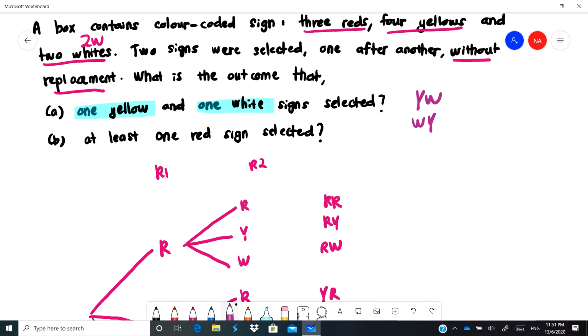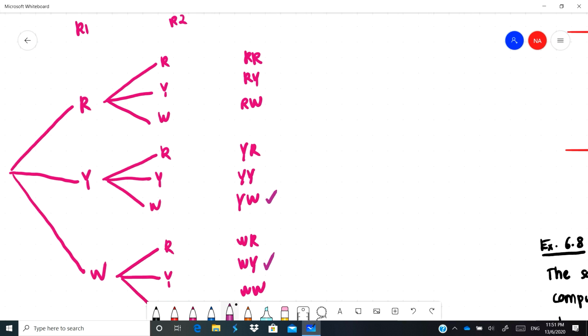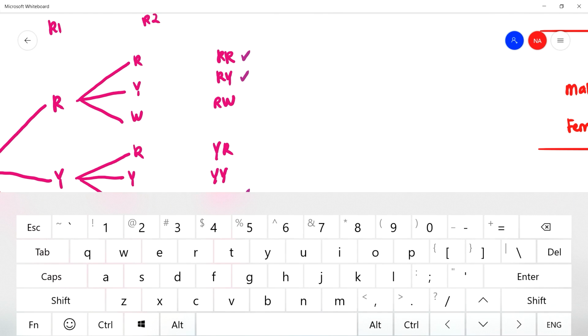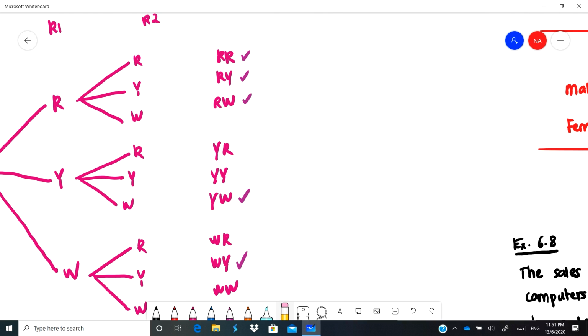So the outcome of getting at least 1 red sign, so it can be 1 red sign. So we have this. I have to delete this one first.